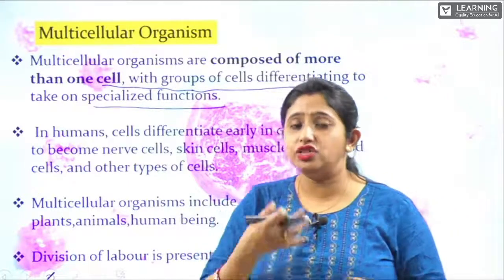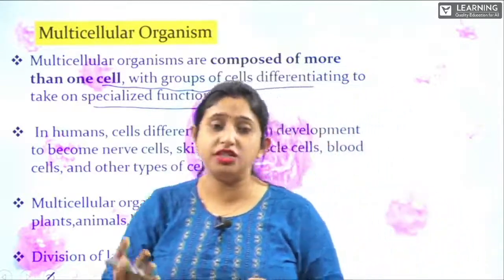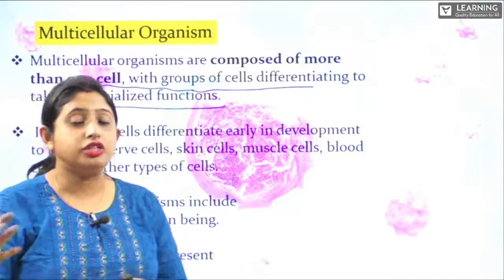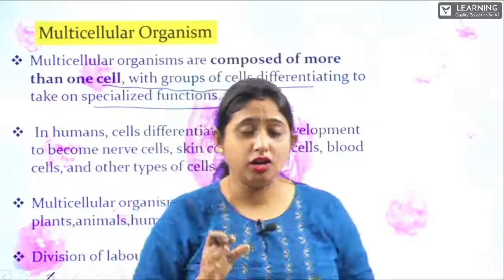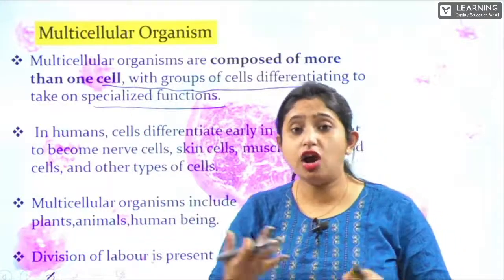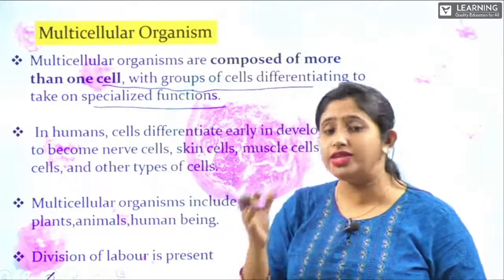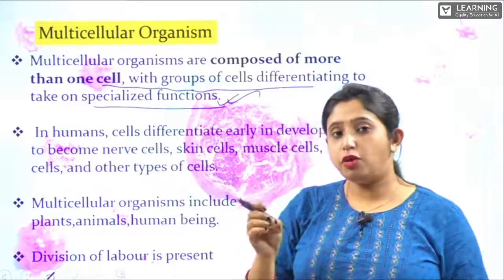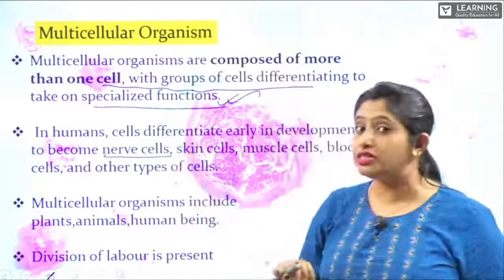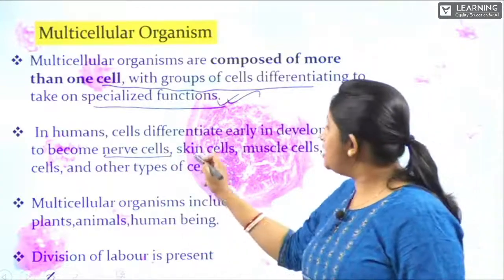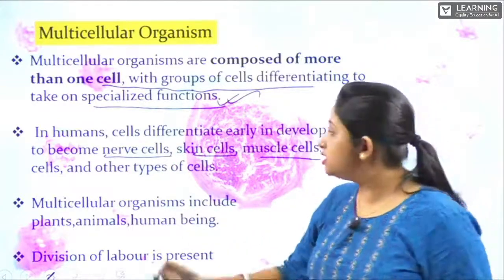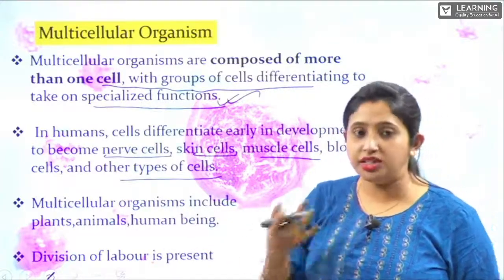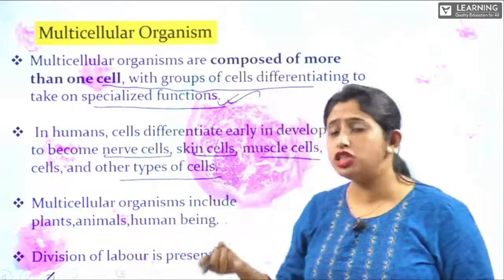Like the muscle cell, it is responsible for your locomotion, flexibility, movement. Then the nerve cell, what it does, it is responsible for your control and coordination, isn't it? So it has got different functions. So each and every cell in the body has got specialized function. Is that clear? So in our body we have different cells. As you can see, it is written here: nerve cell, skin cells, muscle cells, blood cells, and many other types of cells you will see in the human body. Epithelial cells, right? And they have got special function.